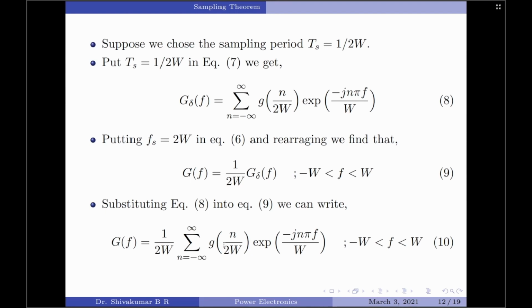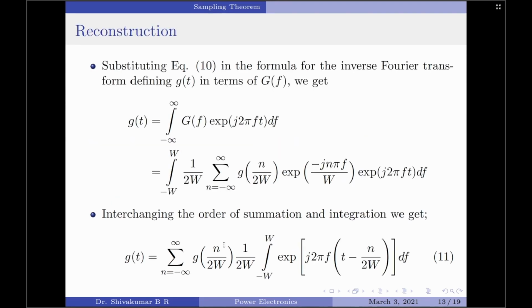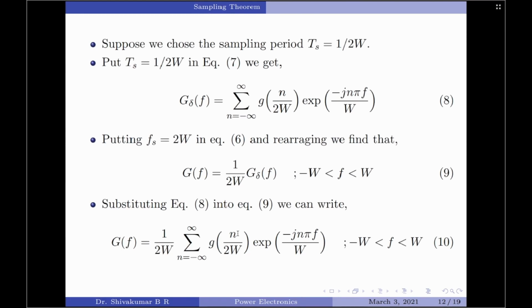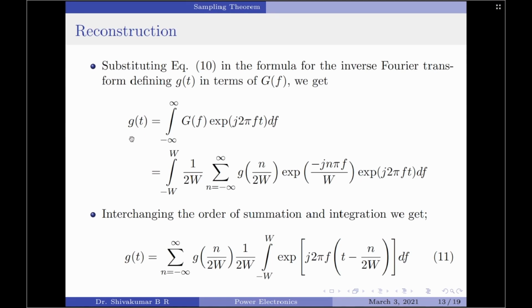Now, let us move on to the reconstruction part. Here, we are going to reconstruct the original signal g(t) from the sequence of samples generated at the end of sampling, and this sequence of samples is represented by g(n by 2w). So, what I am going to do is substitute equation 10 in the formula for inverse Fourier transform, which defines g(t) as given by this equation, that is g(t) equals integral minus infinity to plus infinity G(f) into exponential of plus j 2 pi f t df.